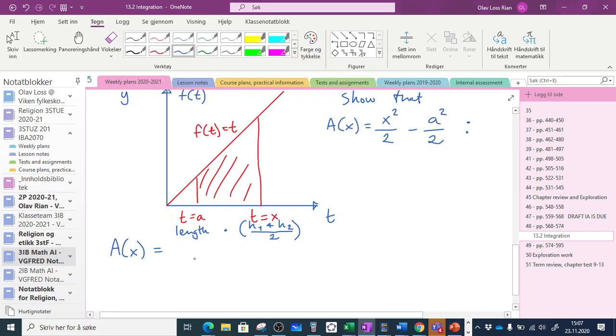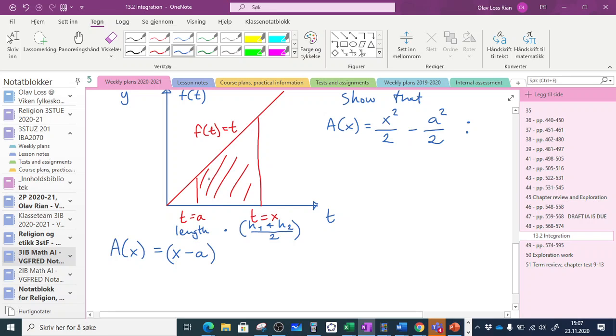So the length is the same as before. It's going to be x minus a. Now, the rationale behind that is that this piece of this line here from the origin to x has a certain length. If we want to find the length of the shaded area, we have to subtract this bit which has length a. So x minus a.